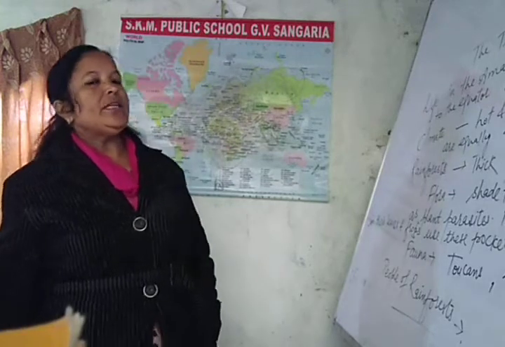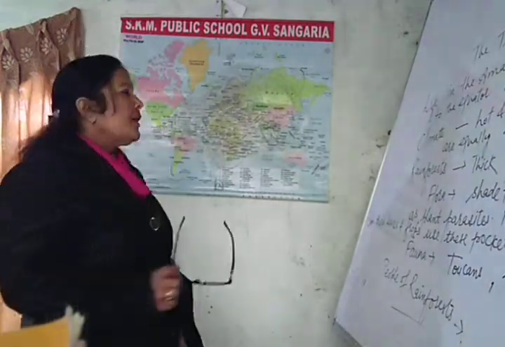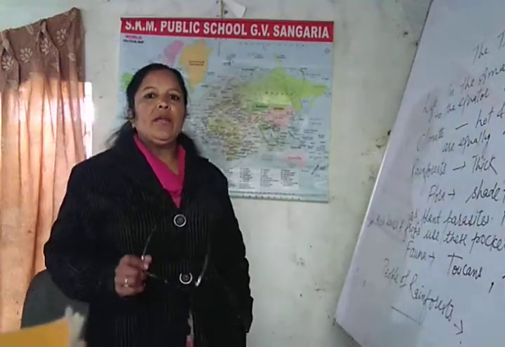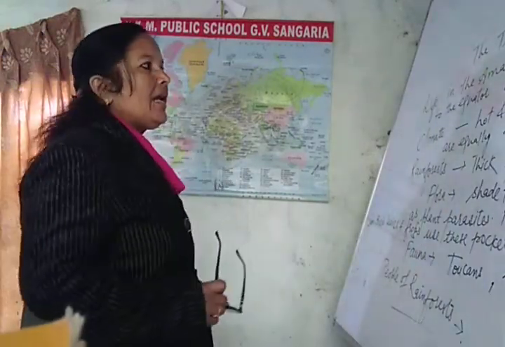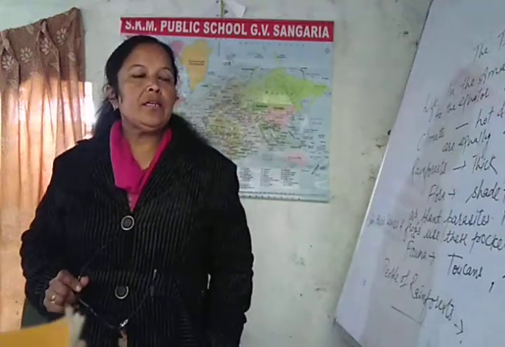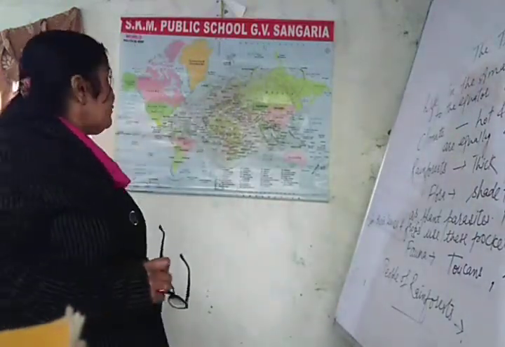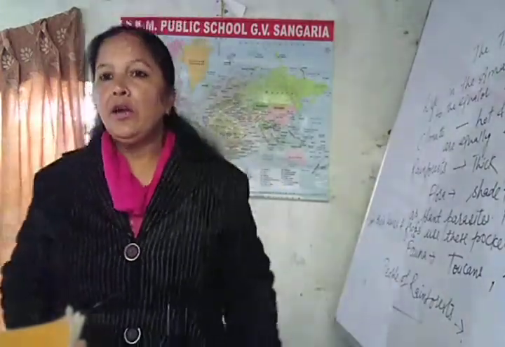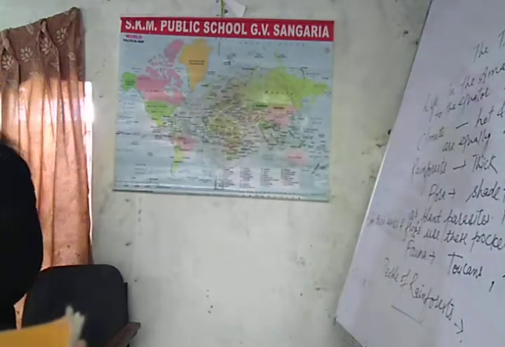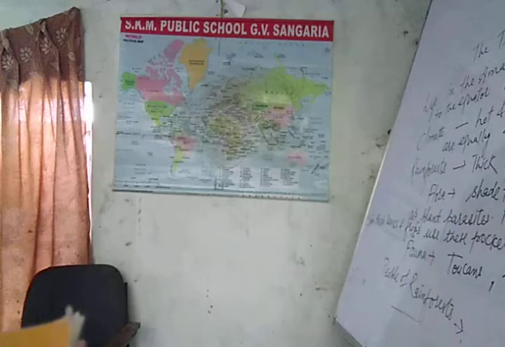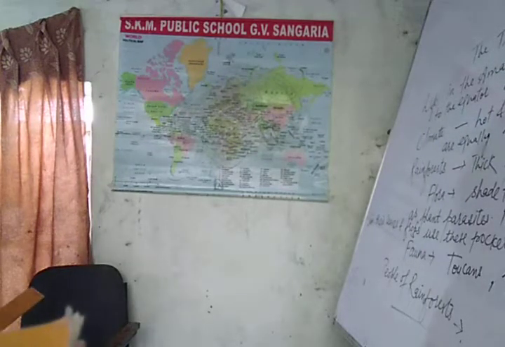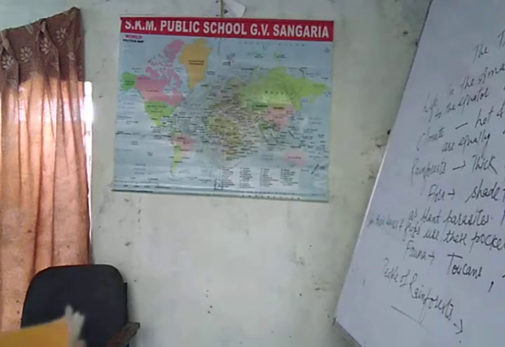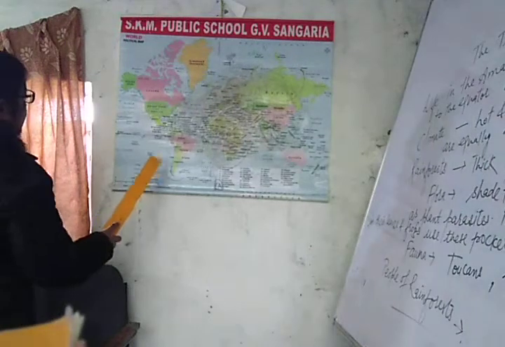Students, today I am going to teach you chapter number 8, that is the tropical and the subtropical region. So today you are going to learn about the life in the Amazon Basin. So before starting that, let's know where is this Amazon Basin. Okay. So students, this Amazon Basin is a tropical region, lies very close to the equator.